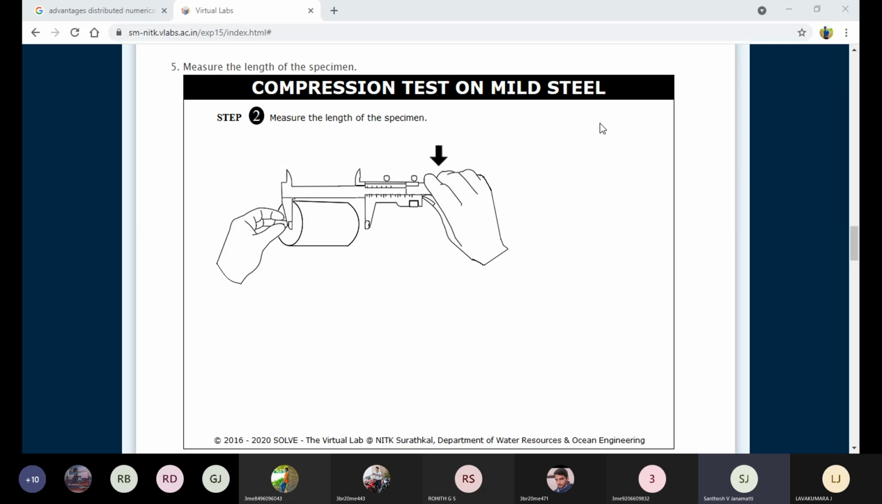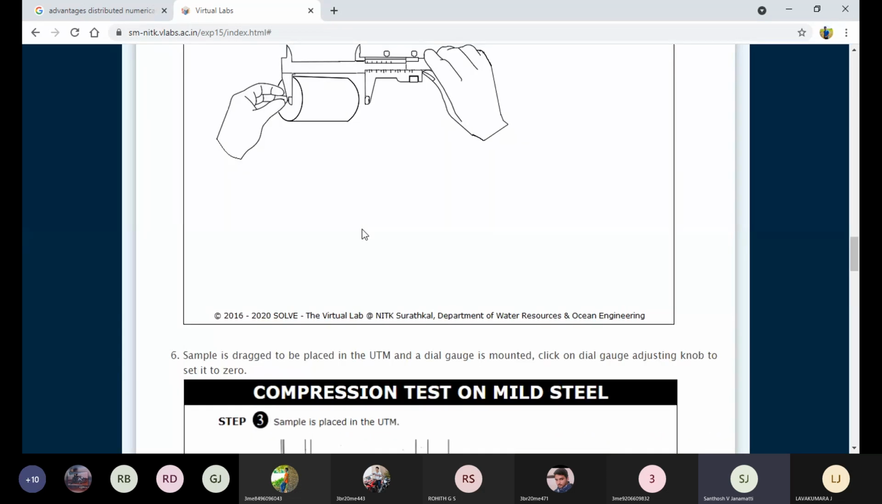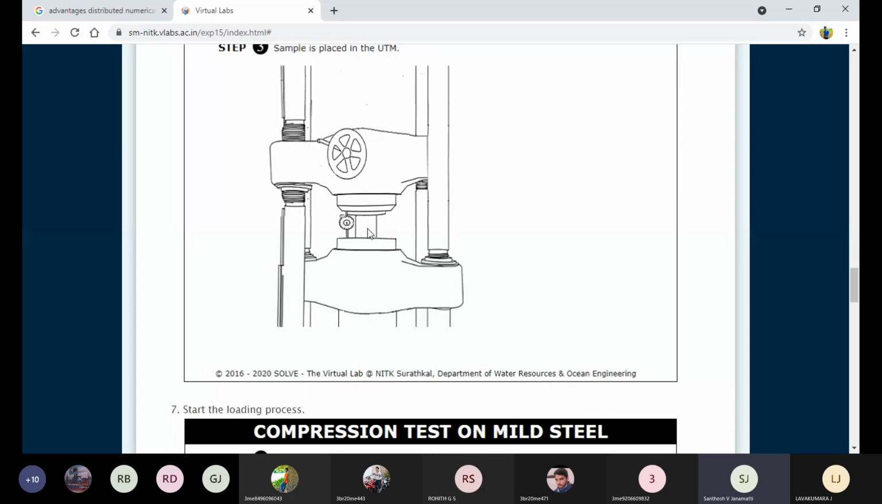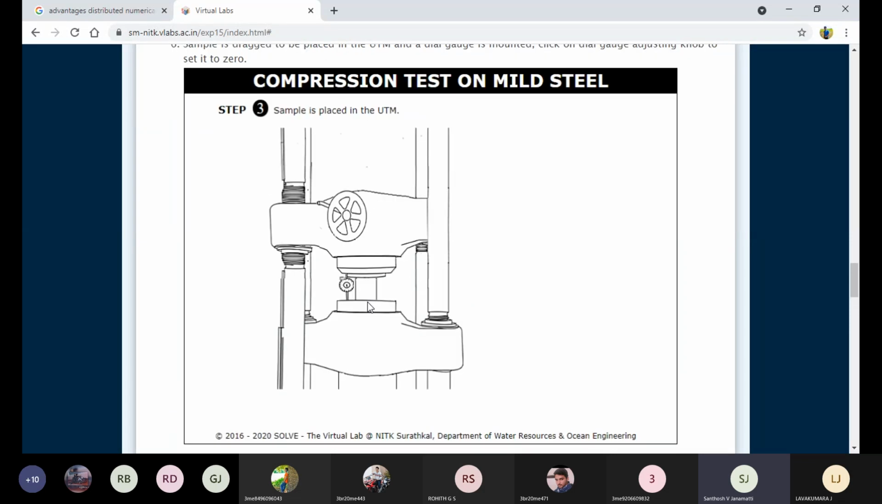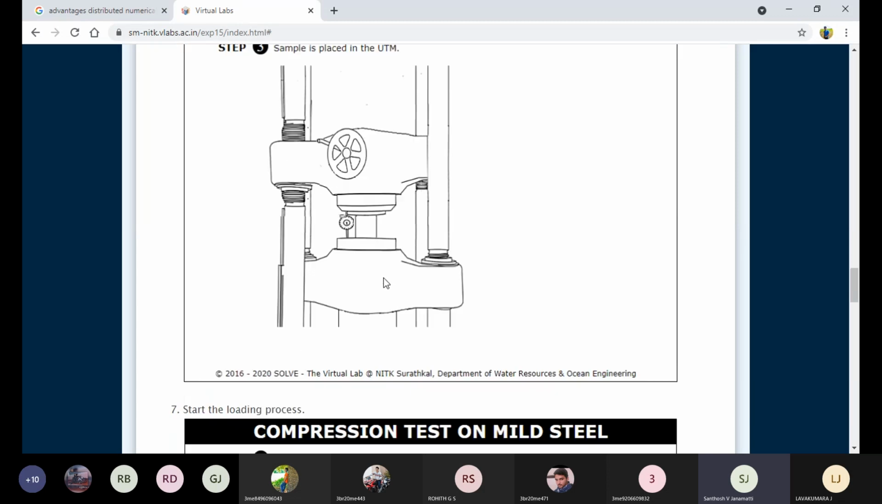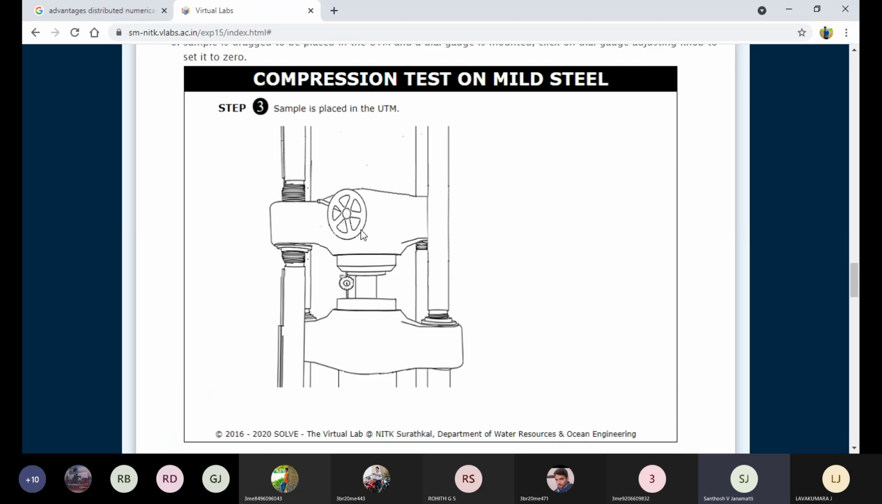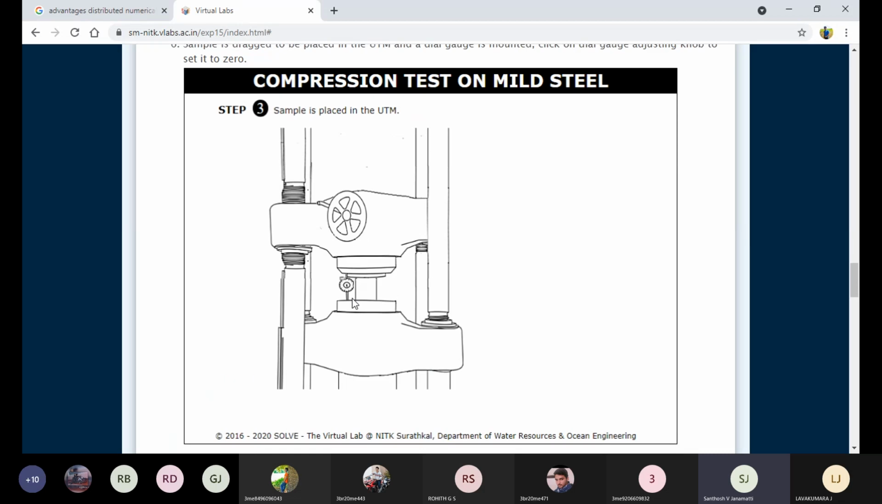Right, muted. Thank you. Here you can see step 2, to measure the length of the specimen. First the diameter, up to that length of the sample. You can see this is your sample. Now we are placing it inside the machine by adjusting the lead screws. Now it is in the position of the compression load with the help of the UTM machine.